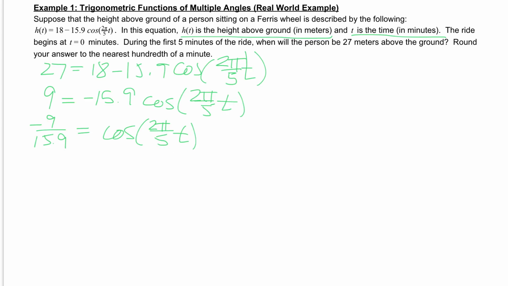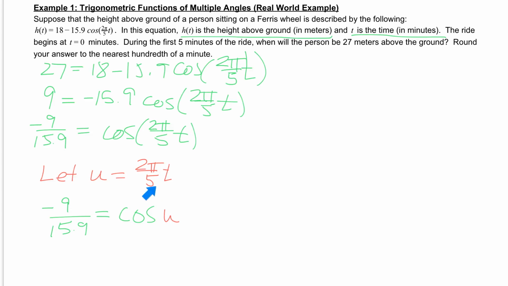The first thing we have to do is understand what all of this stuff, this angle, has to be equal to. So to help us with that and to take away some of the confusion, we are going to let u, and you don't have to use u, you could use whatever variable you want, equal that angle, which is the 2 pi over 5 times t. So I'm going to rewrite this, and I'm looking at negative 9 divided by 15.9 is equal to the cosine of u. Again, I just took this stuff and replaced it with a u to make my problem a little easier to understand.